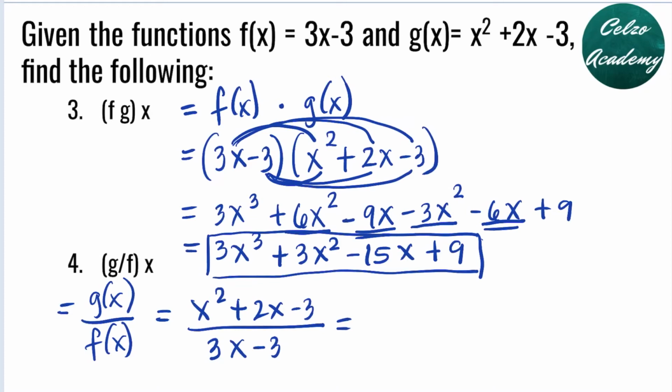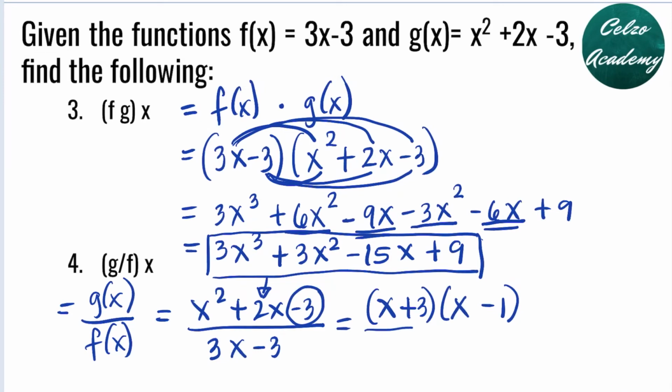What do you think are the factors of x squared plus 2x minus 3? In factoring these general quadratics, we need to find factors of negative 3 that will give us a sum of positive 2. And that is positive 3 times negative 1. So we will have positive 3 and negative 1 because 3 times negative 1 is negative 3. 3 plus negative 1 is positive 2. So we have x plus 3 and we have x minus 1.